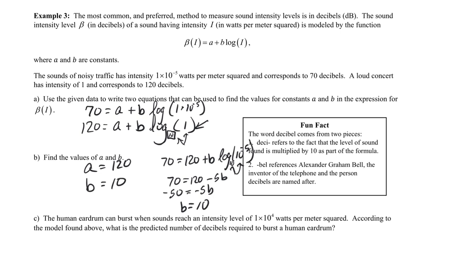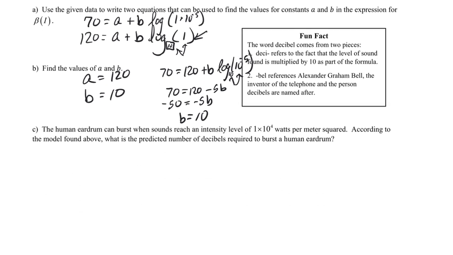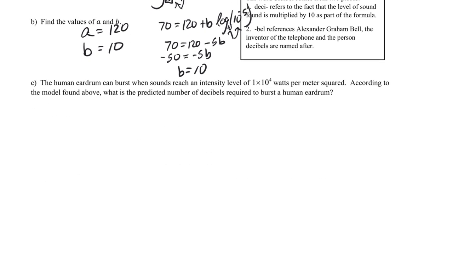All right, let's finish up this lesson with C here. It says, the human eardrum can burst when a sound reaches an intensity level of 1 times 10 to the fourth watts per meter squared. According to the model found above, what is the predicted number of decibels? So I'm looking for the beta part, right? So I'm looking for this part.